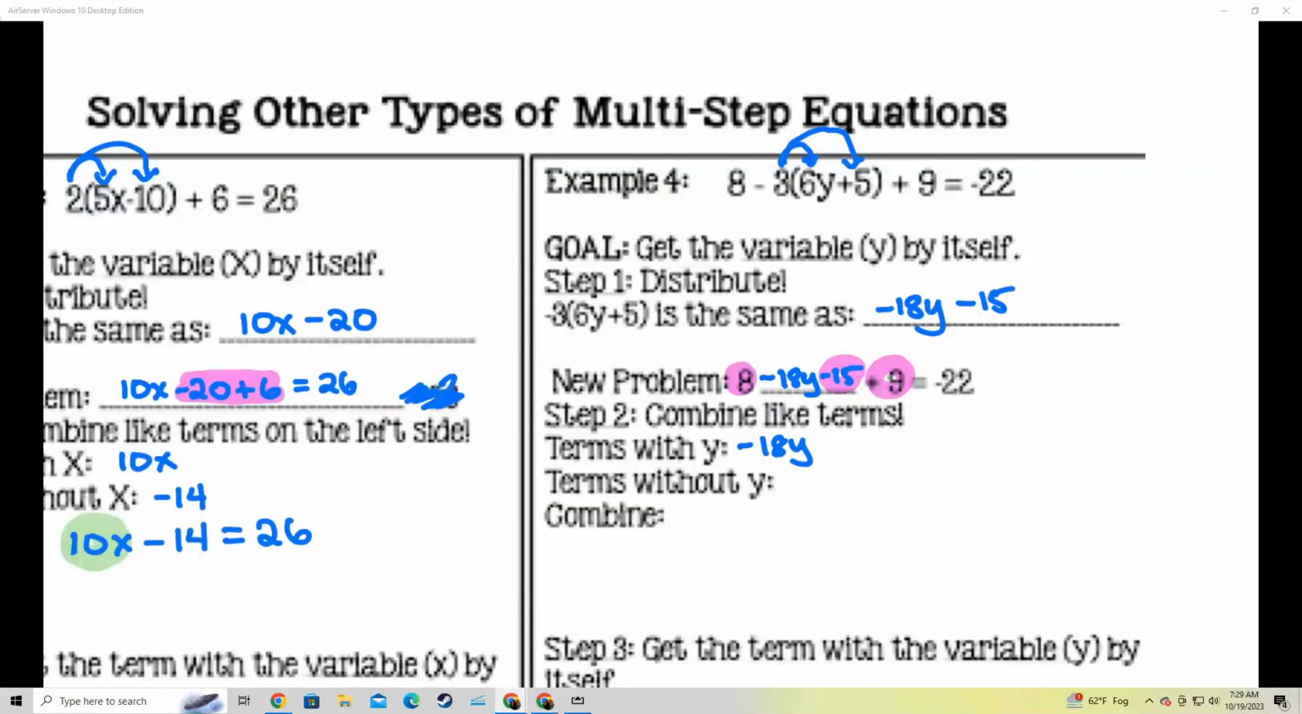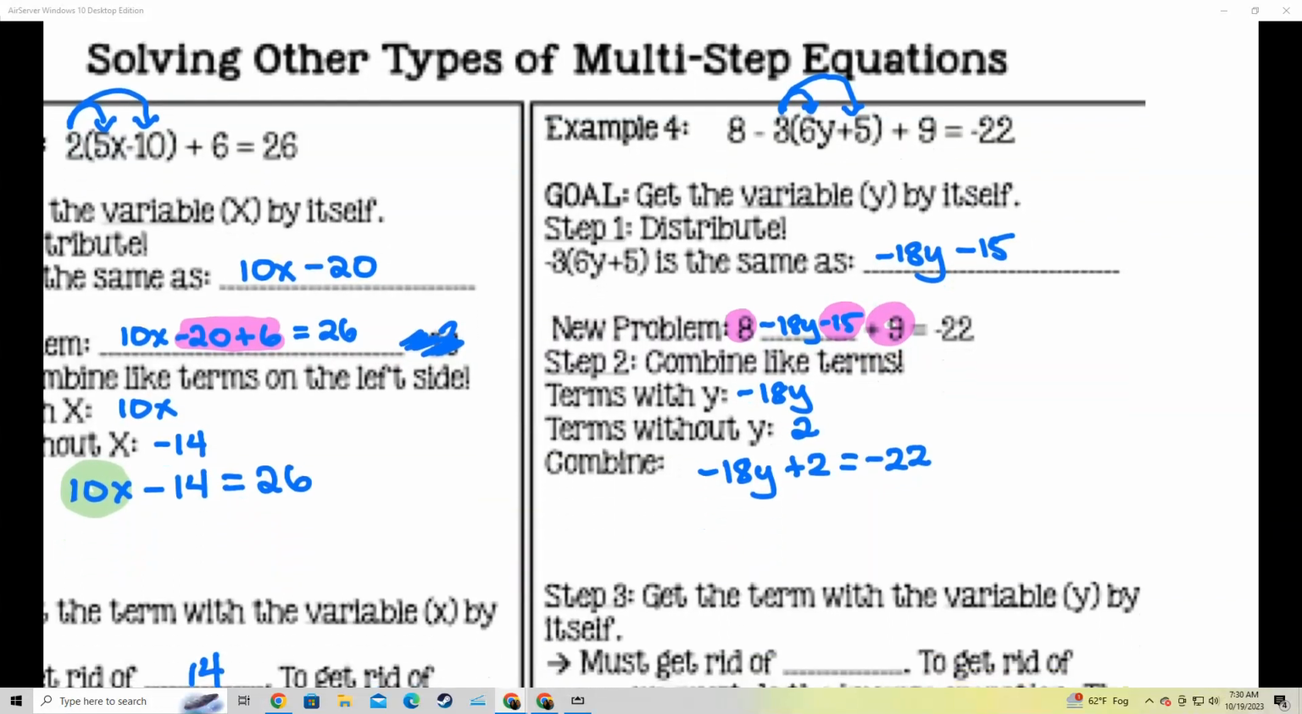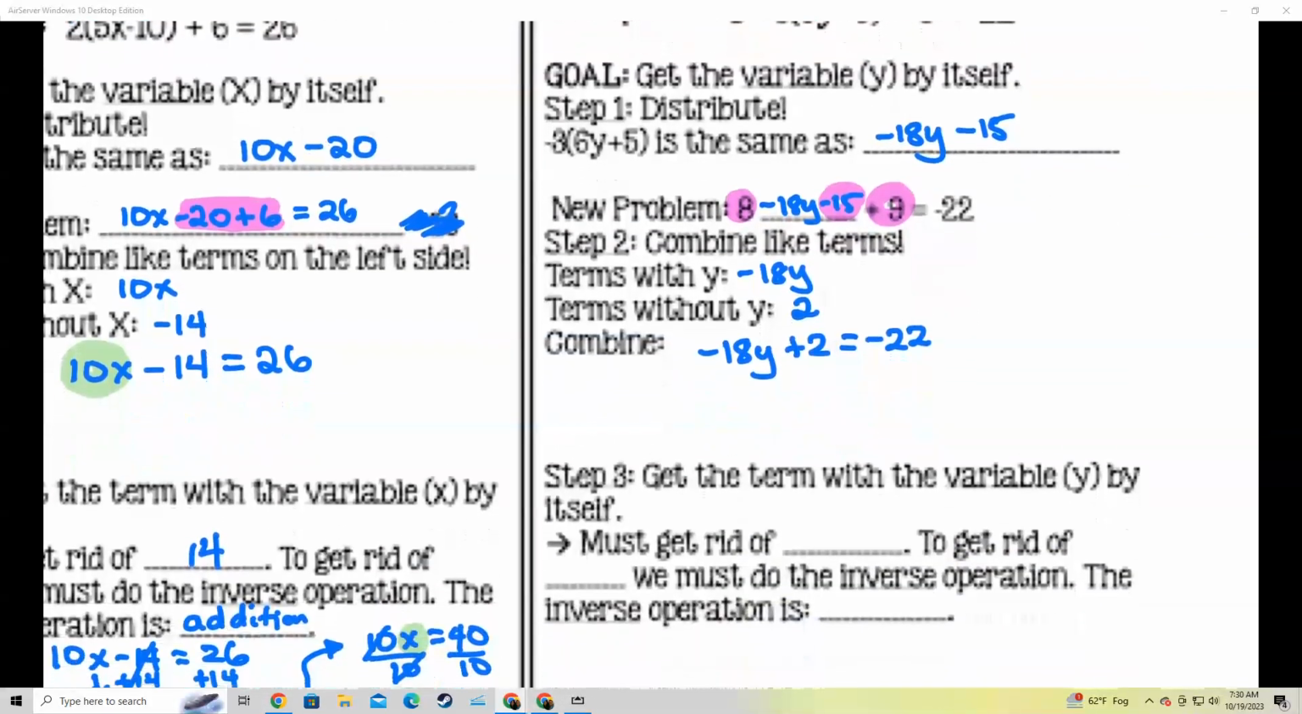So let's see. 8 minus 15 is negative 7. Negative 7 plus 9 gives me a positive 2. So what do I end up with? I end up with a negative 18y, a positive 2 is equal to negative 22. All I did was I combined the terms in pink. Now it looks like a two-step equation like the ones we were doing yesterday.